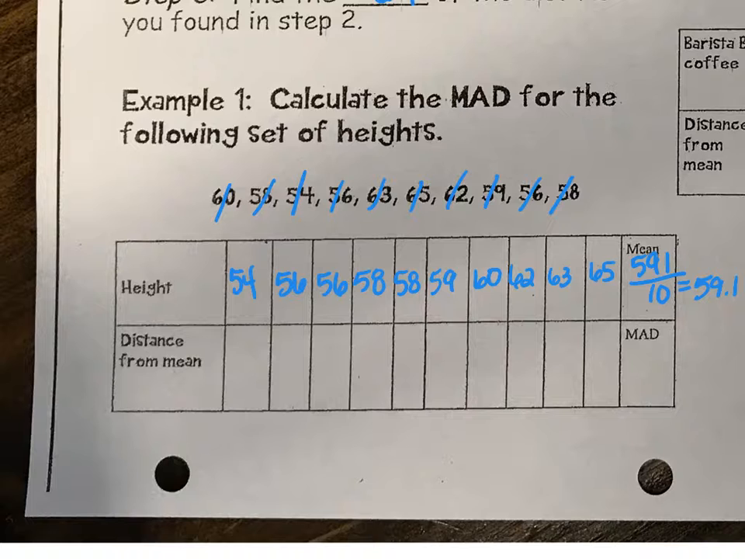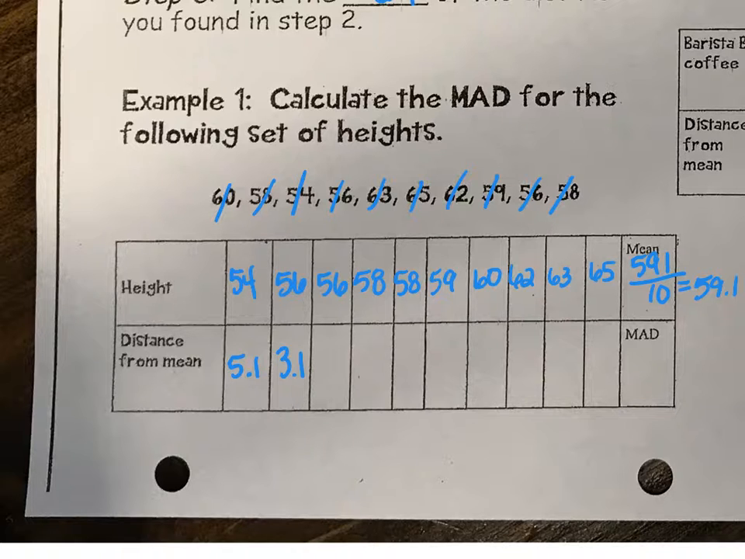And then now we're going to find the distance. So we're just looking for the absolute value distance. Does that make sense? Okay, so for example, this 54 is 5.1 away from the mean because I took 59.1 minus 54, and that gave me 5.1. So we do that on all of them? Yes, each one you're going to find. So on this one, you're going to do 59.1 minus 56, which gives me 3.1. That is the distance from the mean.